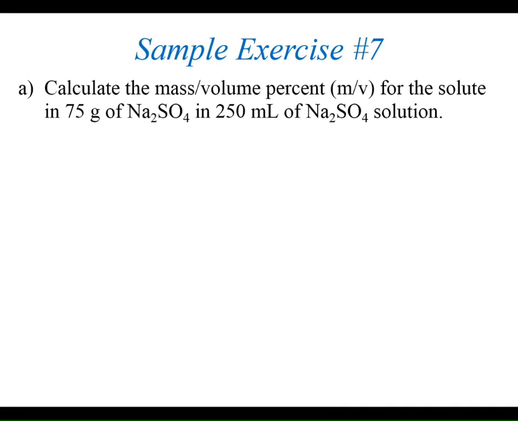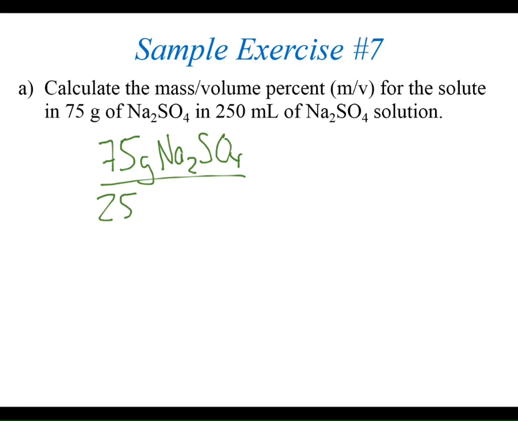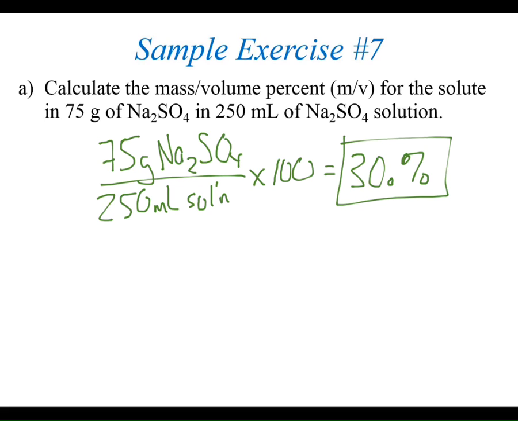30%. Okay, let's write it real quick. 75 grams of sodium sulfate, and the total was 250 milliliters of solution, times 100. How many sig figs? So I'm going to put 30 with a point there to show that's 2 sig figs. There you go. Okay.